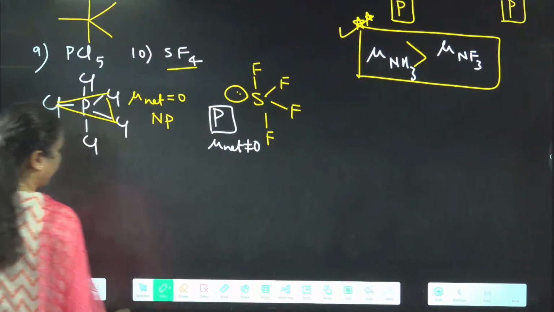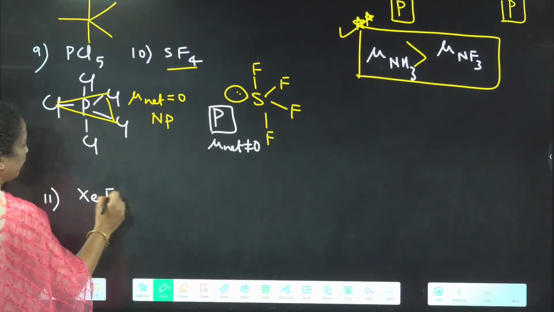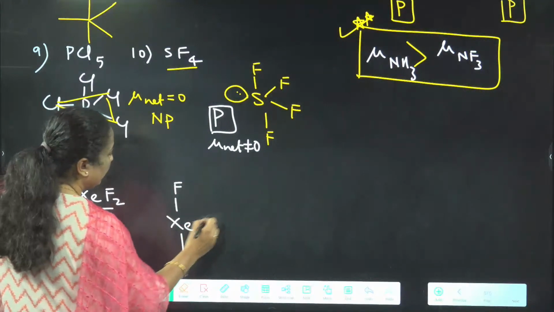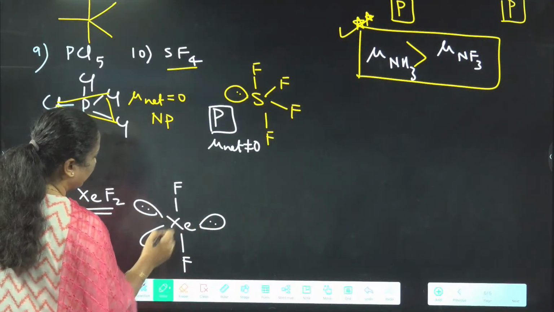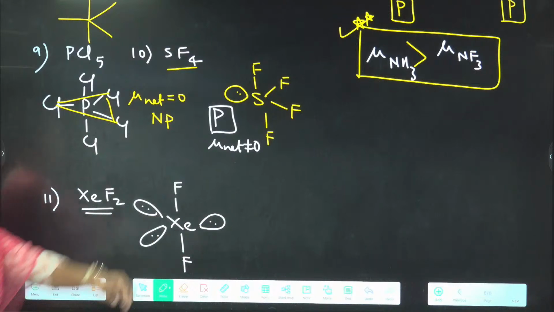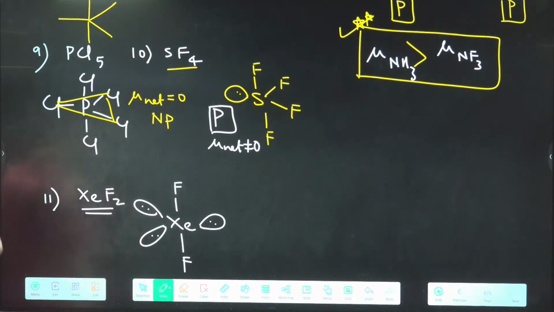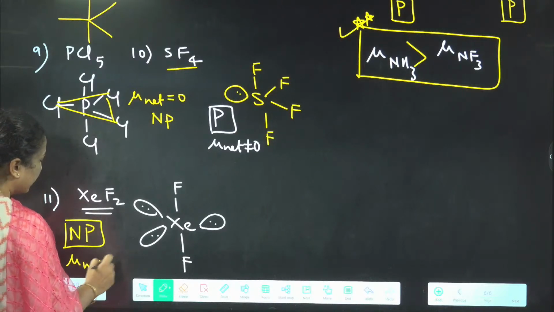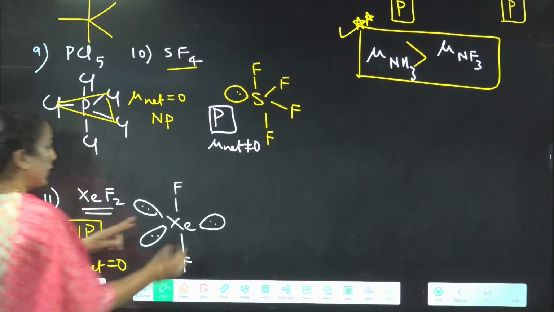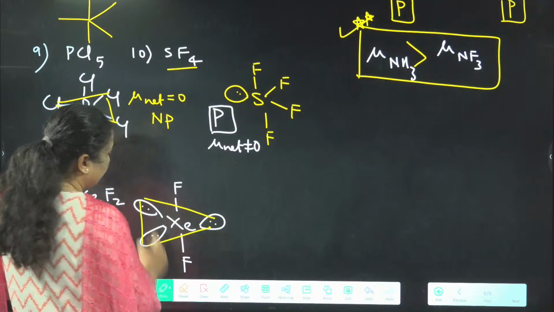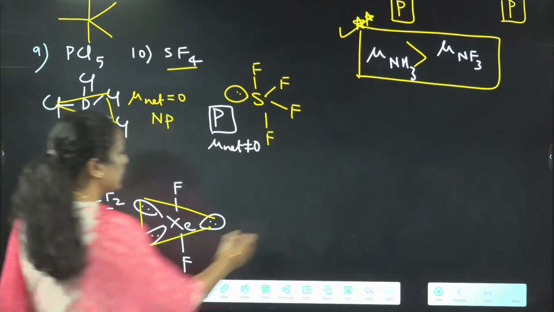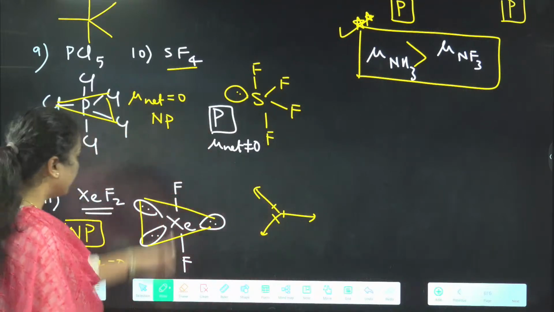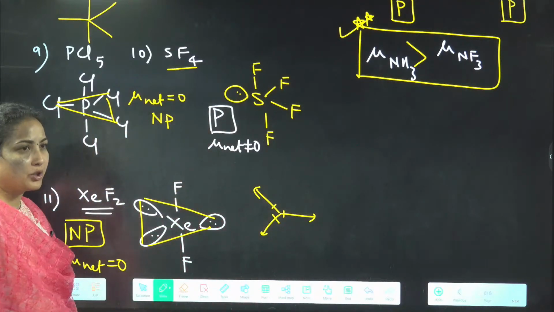Getting it? Now, let us say I am giving you XeF2. So for XeF2, do we know this is fluorine? Here you are having lone pairs like this. Comment about XeF2. Is it polar, non-polar? It's non-polar. Very good. Mu net is 0. Getting it? These three lone pair dipole moments will be directed at 120 degrees with respect to each other. They are going to cancel out each other. And these two axial, they are going to cancel out each other.